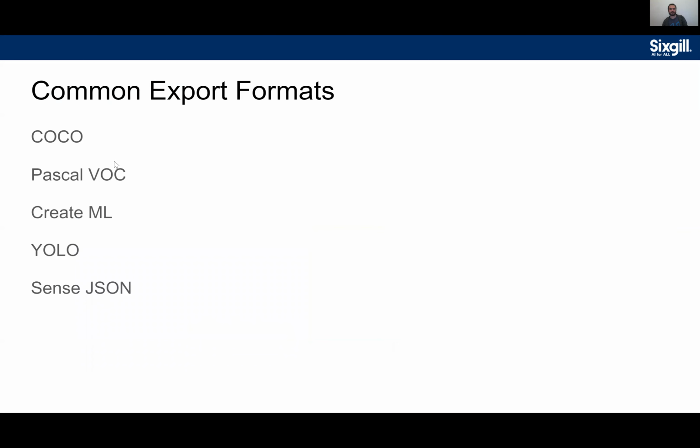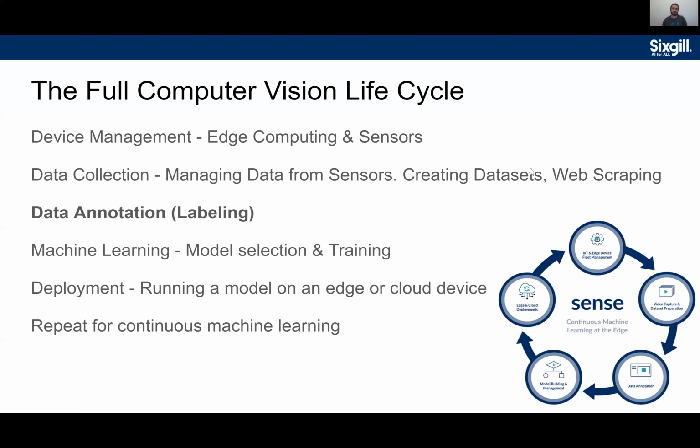Common export formats. We can go a little bit more into this later if people want to, but I'm just pointing out some of the common ones that people work with a lot. COCO, maybe one of the most popular ones right now. I know I tend to work a lot with it outside of our platform. Pascal VOC, CreateML, that's Apple's version, and then you have YOLO, and then we have what's called Sense JSON in the product, but it's really just a generic JSON string that you can then create your own data loaders for and use however you need to.